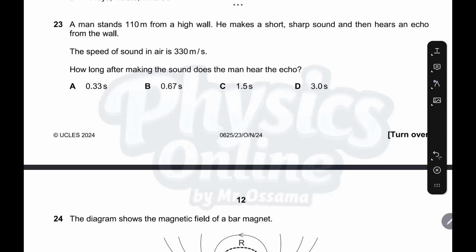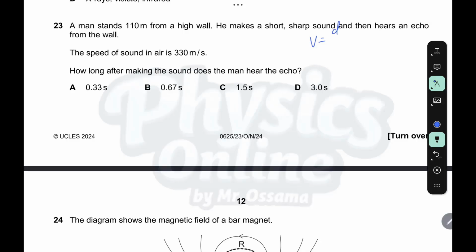Question 23. A man stands 110 m from a high wall. He makes a short, sharp sound and then hears an echo from the wall. The speed of sound is 330 m/s. How long after making the sound does the man hear the echo? v equals distance over time, so time equals distance over v.